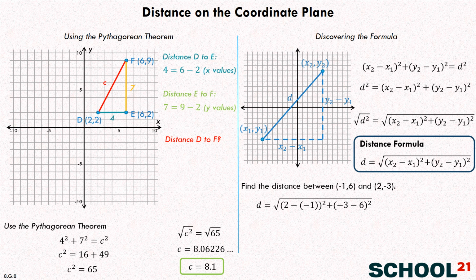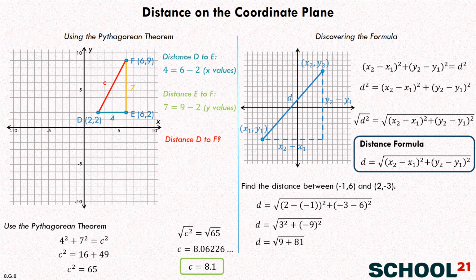Okay, let's go ahead and put those values into our formula. So d equals the square root of (x2 minus x1), so that's 2 minus -1, all that squared, plus (y2 minus y1), -3 minus 6, all that squared. See how we're just substituting the values that we have for the variables into the formula that we have over here. Now we do some arithmetic. So 2 minus -1 is 2 plus 1, or 3, so that's 3 squared. And -3 minus 6 is -9 squared.